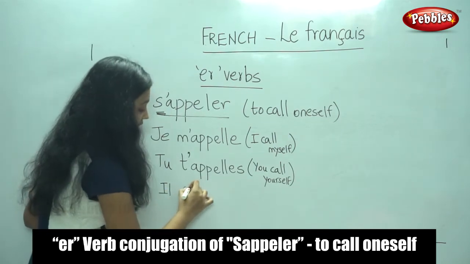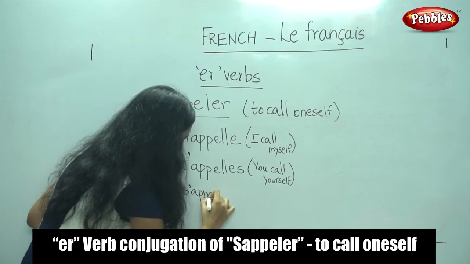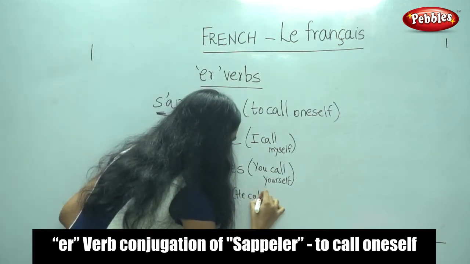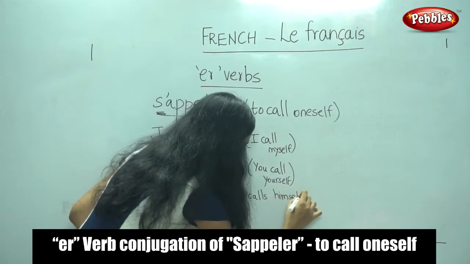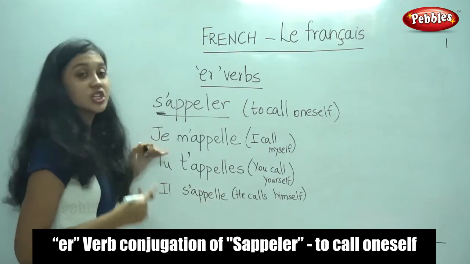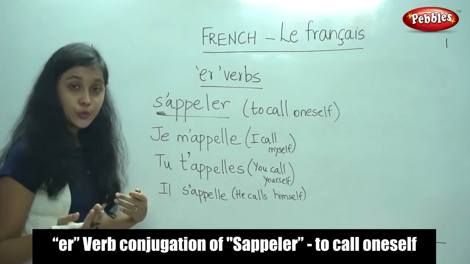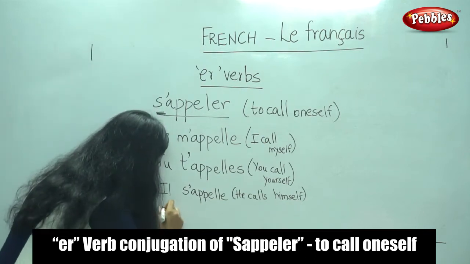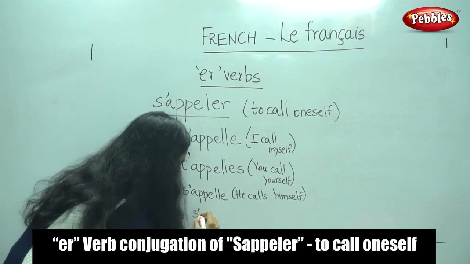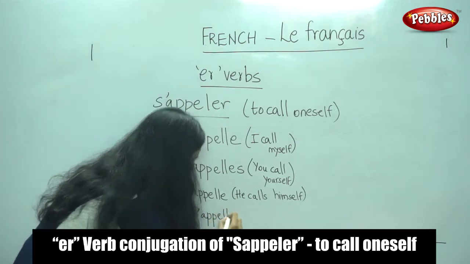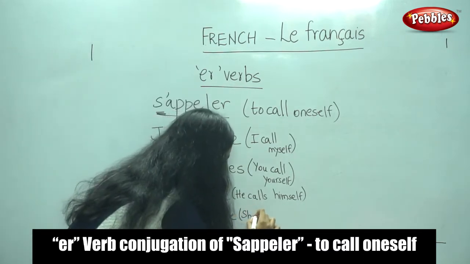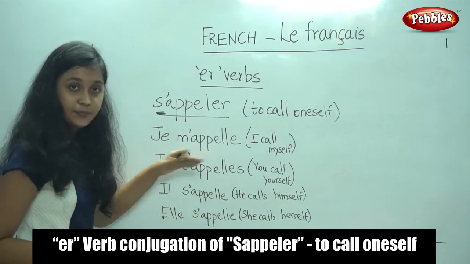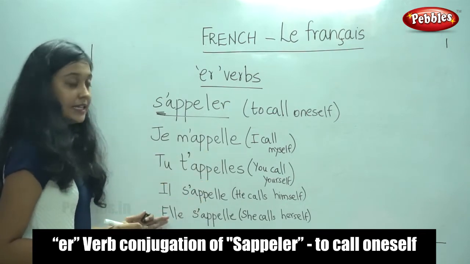For il, we say il s'appelle. It means he calls himself. So, je m'appelle, I call myself. Tu t'appelles, you call yourself. Il s'appelle, he calls himself. For elle, it is elle s'appelle, which means she calls herself. So, je m'appelle, tu t'appelles, il s'appelle, elle s'appelle.